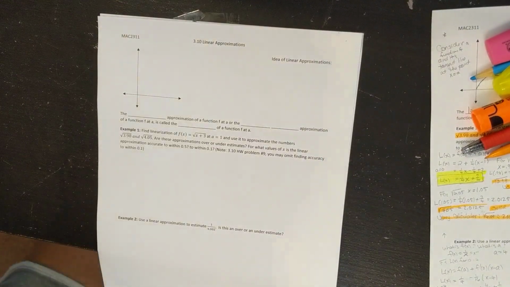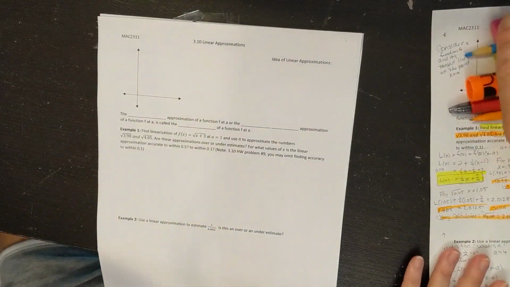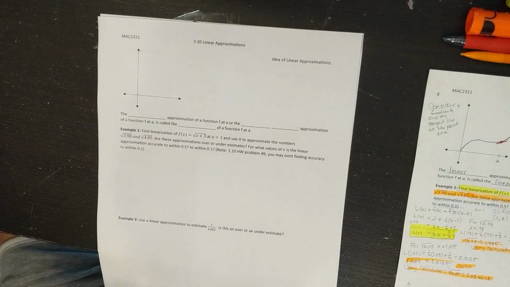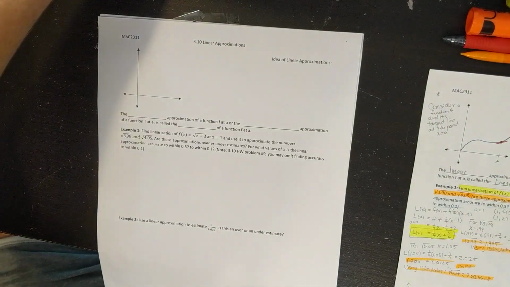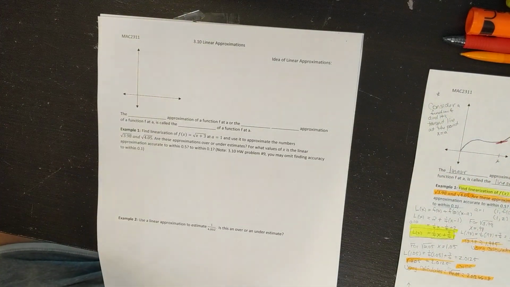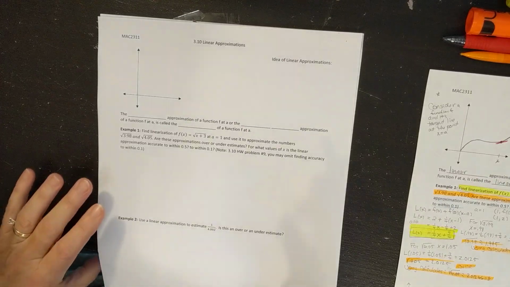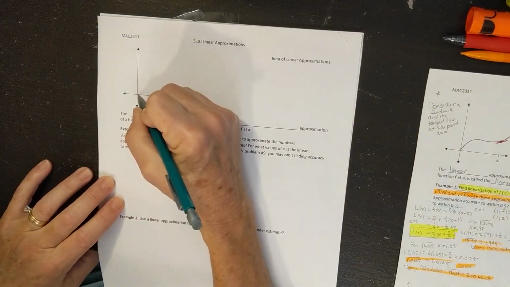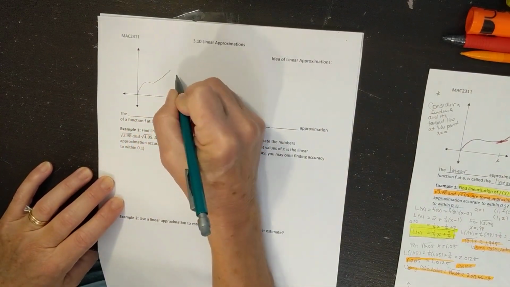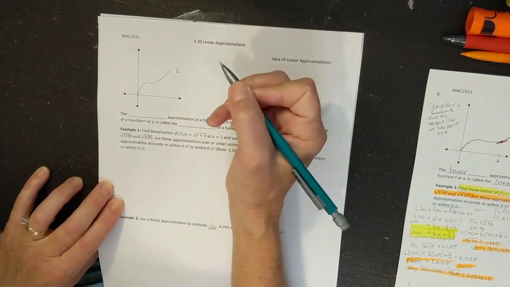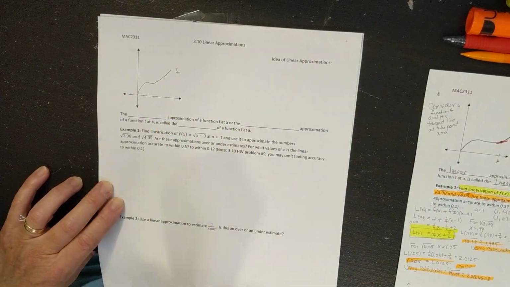This video is about linear approximations. And so this is how they came about. If you consider some function f, I'm just going to draw some function f here. There's some function f, and we consider the tangent line at some point a.